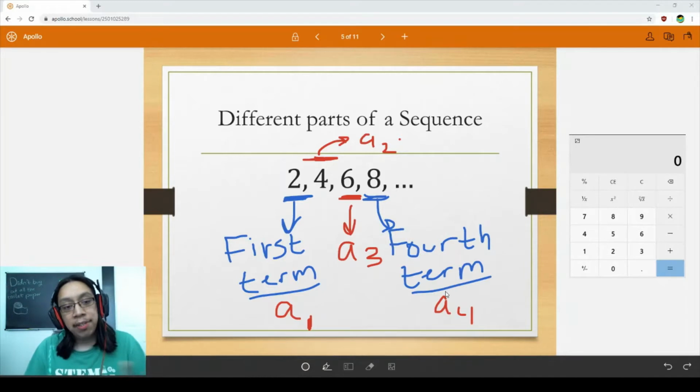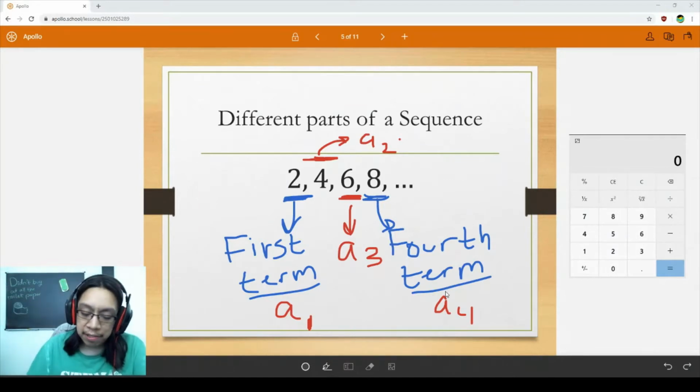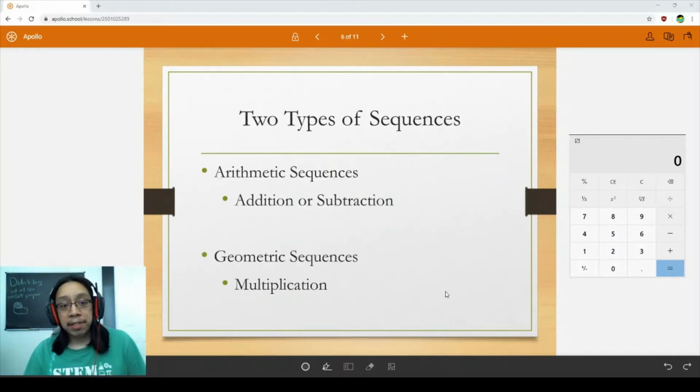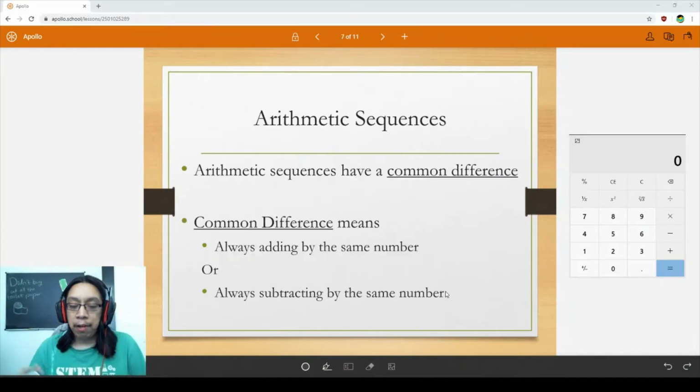So let's get into the two types of sequences that we'll see in this chapter, and most of the sequences that you'll see in high school. So there are arithmetic sequences that deal with only addition and subtraction, and there are geometric sequences that mainly deal with multiplication. So let's go ahead and break these down and get a good understanding about how they both work, okay? Let's start with arithmetic sequences.